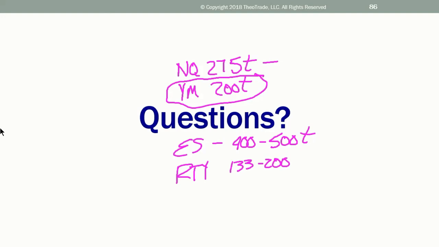Heikin-Ashi candles on? I will explain the opening range shortly. Heikin-Ashi candles on the signal chart as well? No, I don't need those. MACD, I don't need it.